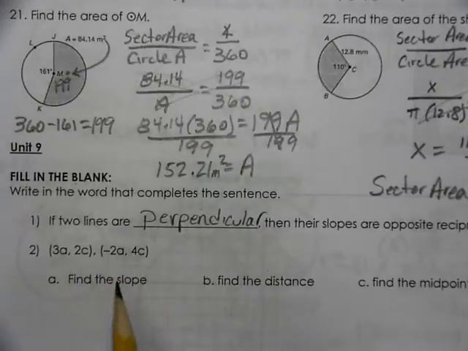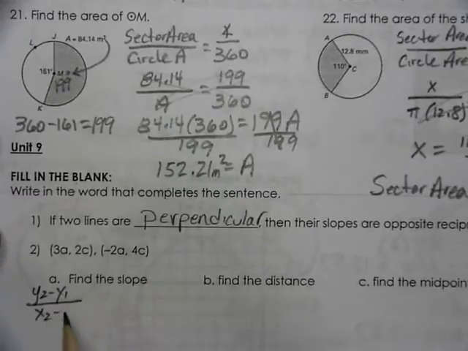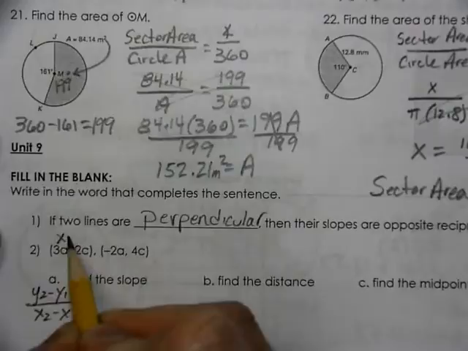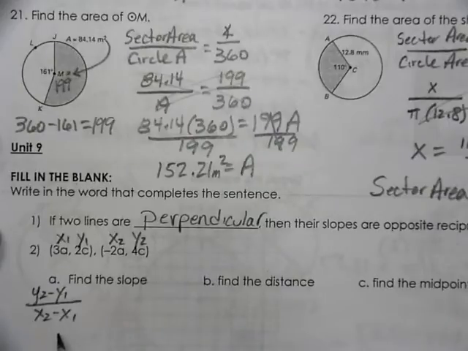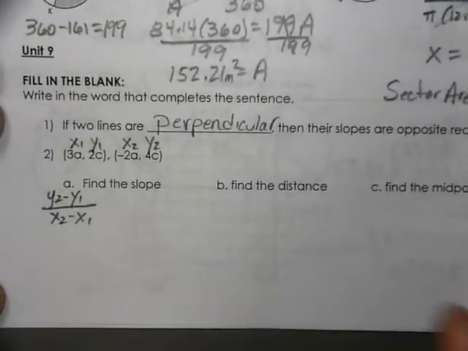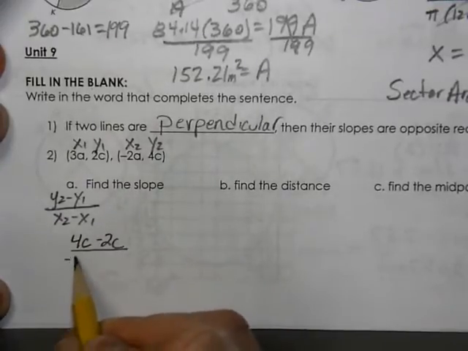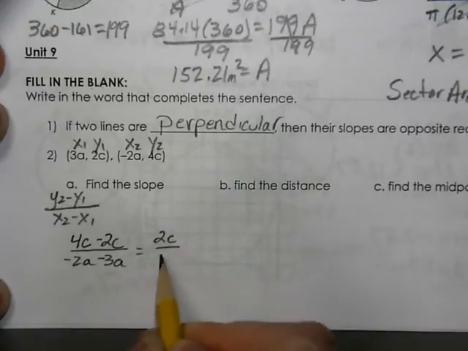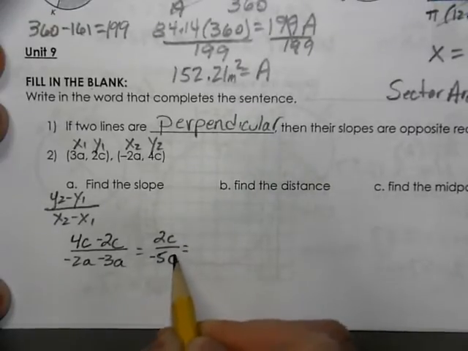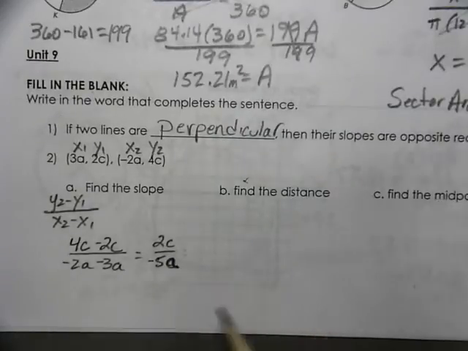So we're going to find the slope of these 2 points. To find the slope, we're going to take y2 minus y1 over x2 minus x1. Well, this could be considered our x1 and y1, x2 and y2. So we'll plug in our numbers. So our slope would be 2c over negative 5a.